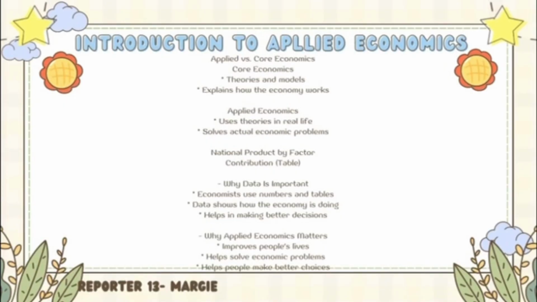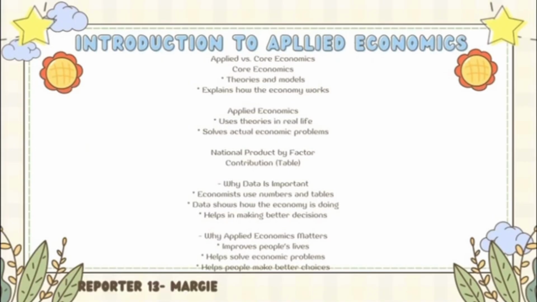And applied economics uses those theories in real-life situations. It focuses on solving actual economic problems, like how can a government reduce unemployment and what is the best tax policy for a country. This one is about using economic ideas to make decisions. In short, core economics is theory, how things work, and applied economics is practice, how to use it in real life.